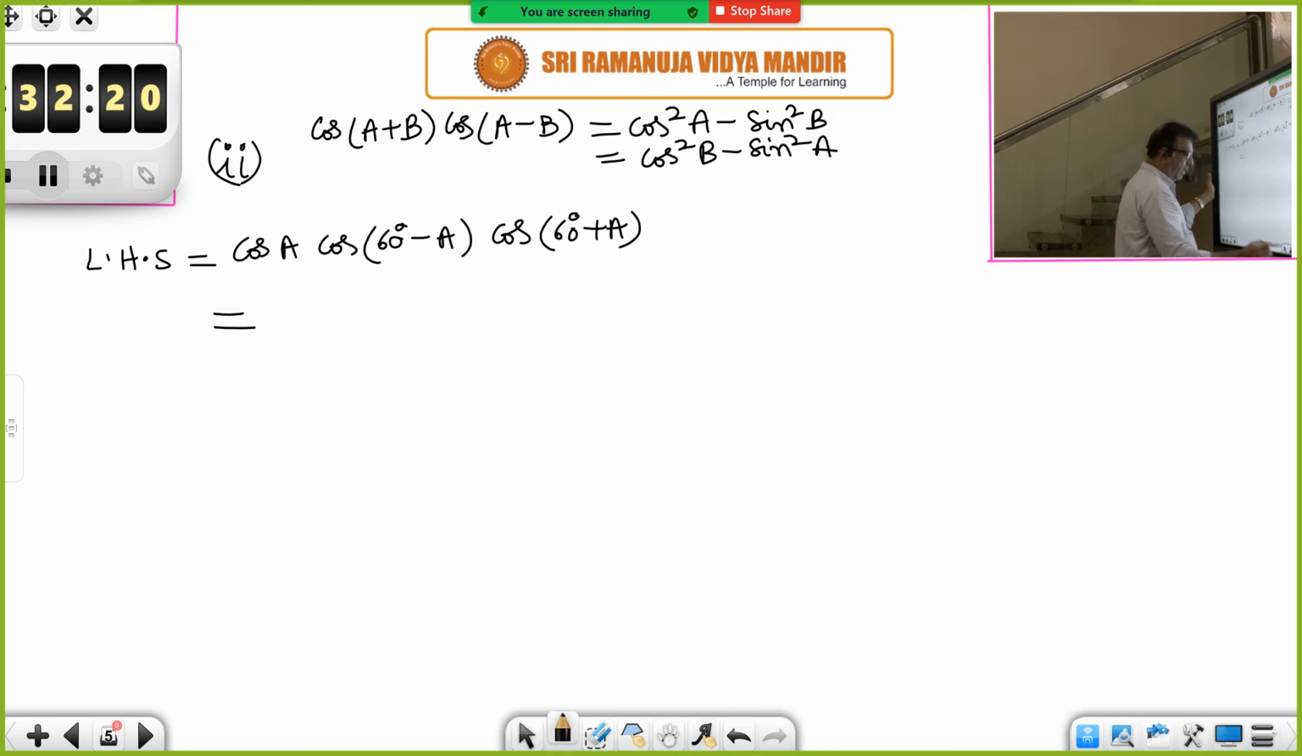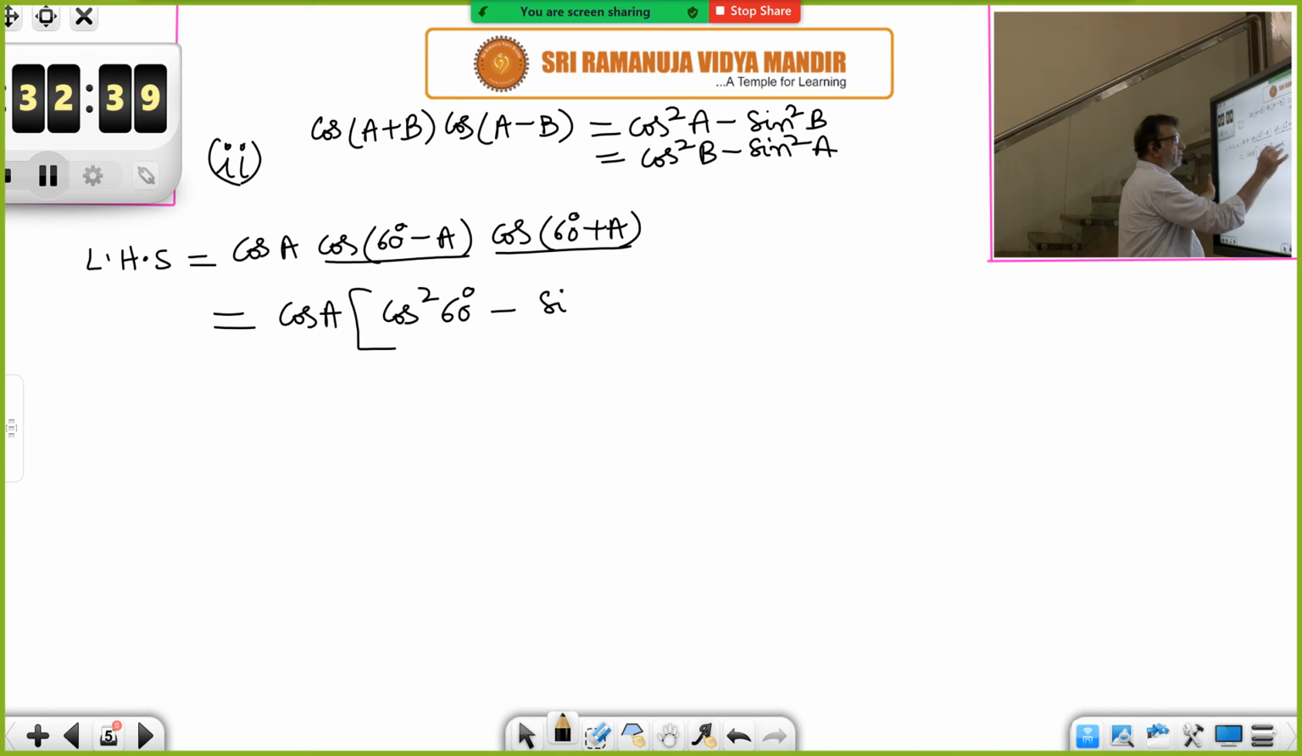First one, cos A, I'll write it like that. Now cos 60 plus A is cos A plus B, and cos 60 minus A is cos A minus B. Come on, any formula you can tell me. Cos square 60 degrees minus sin square A. Okay. But here outside is what? Cos. Inside also if you get cos, that is good. So we'll use the second formula.